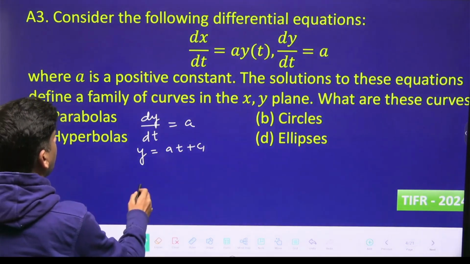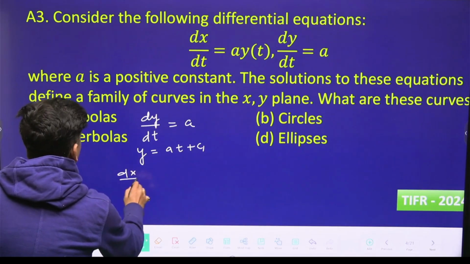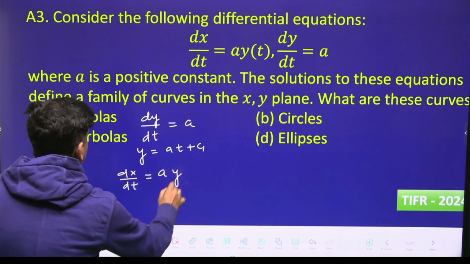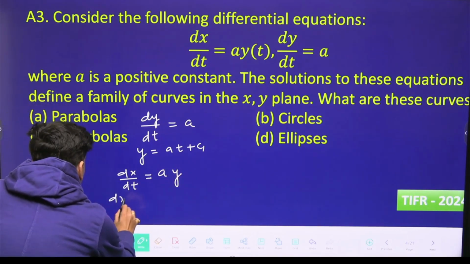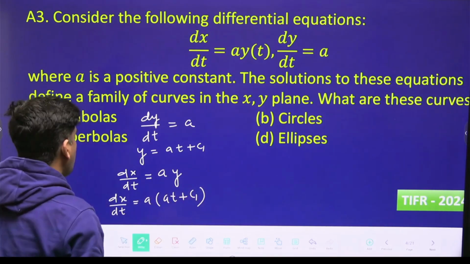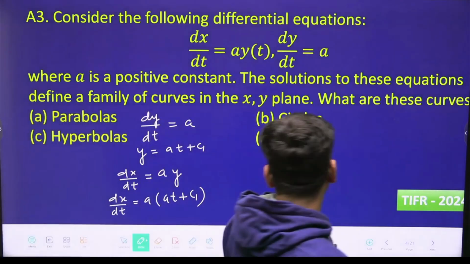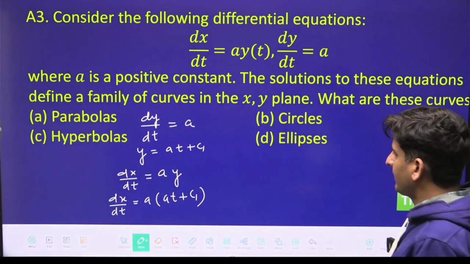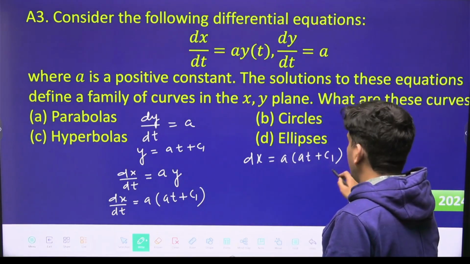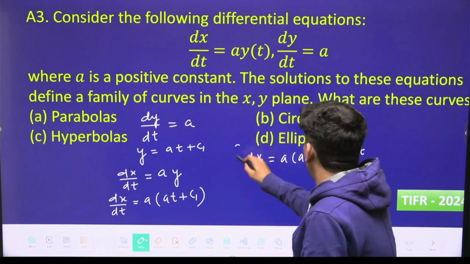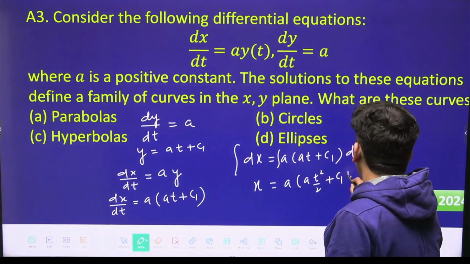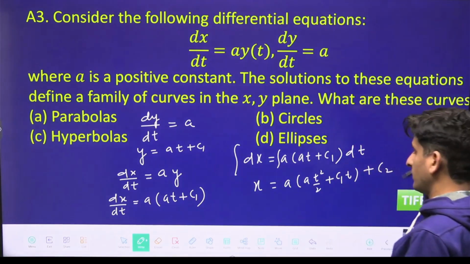And second equation is dx by dt is equal to ay. Okay, and why is this? So dx by dt will become equal to at plus c1. Okay, I have substituted the value of y, and now again it is a variable separable equation. So dx will become at plus c1 into dt, and again integrate both sides. X will become at square by 2 plus c1t and plus a new constant c2.